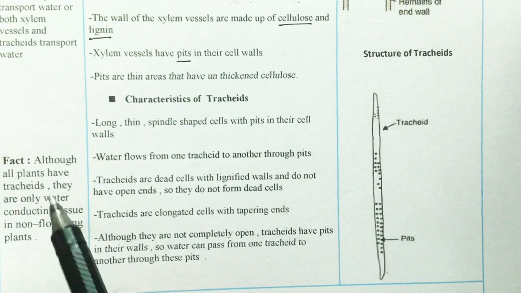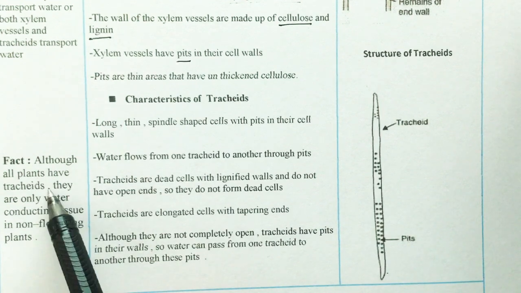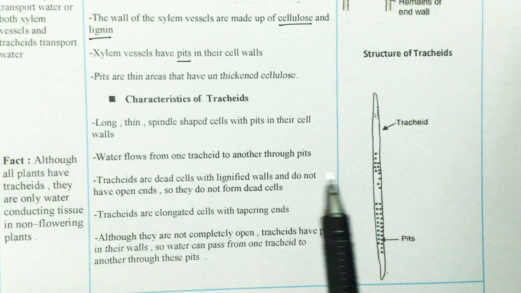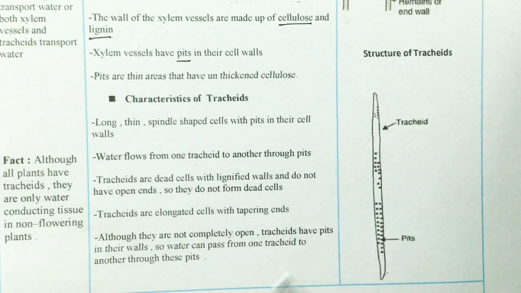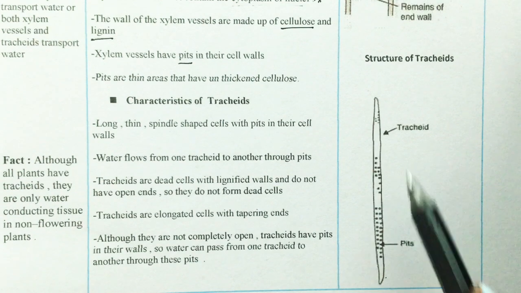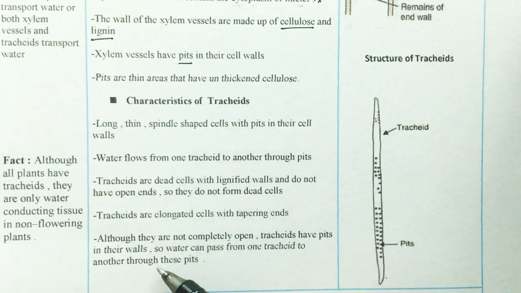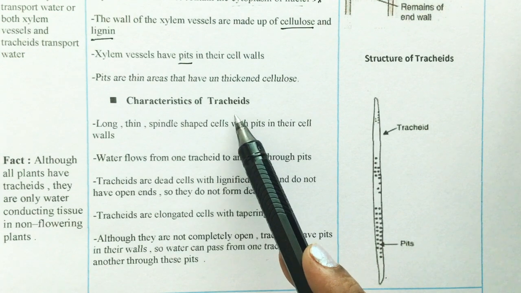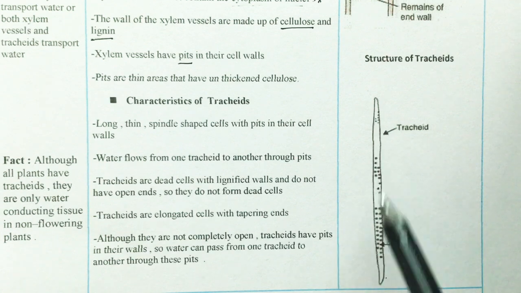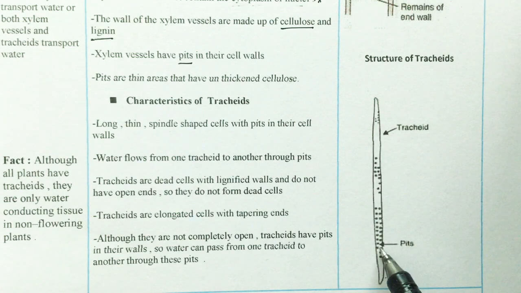Now, one of the facts here is that although all plants have tracheids, they are the only water conducting tissue in non-flowering plants. Just have this as general knowledge. So, learn the structure of the tracheid also. You can label the diagram and also mention the characteristics. Clear? The characteristics, you can say that they are long, thin, spindle shaped cells with pits in their cell walls. Water flows from one tracheid to another through these pits.